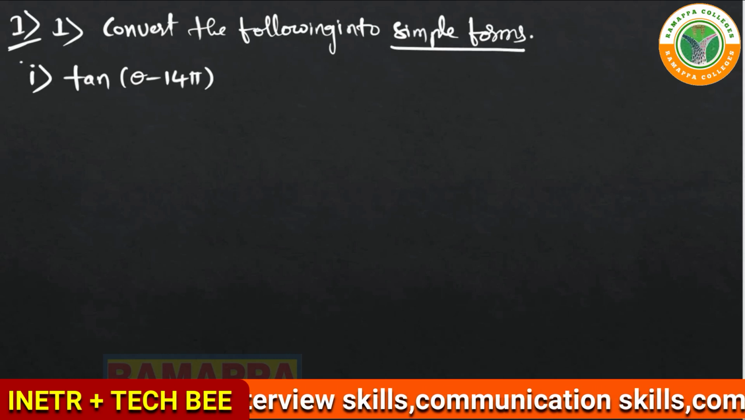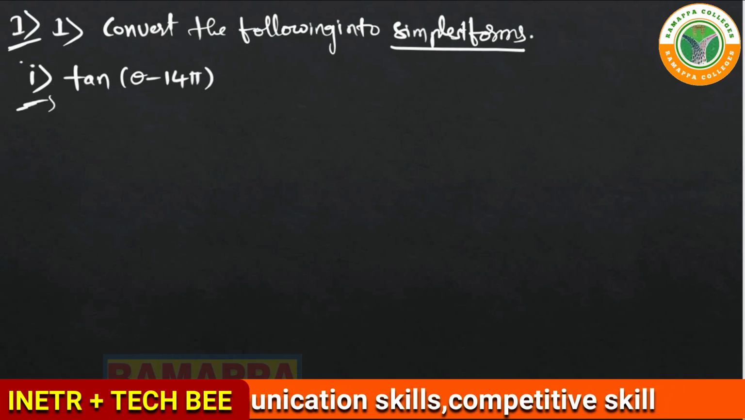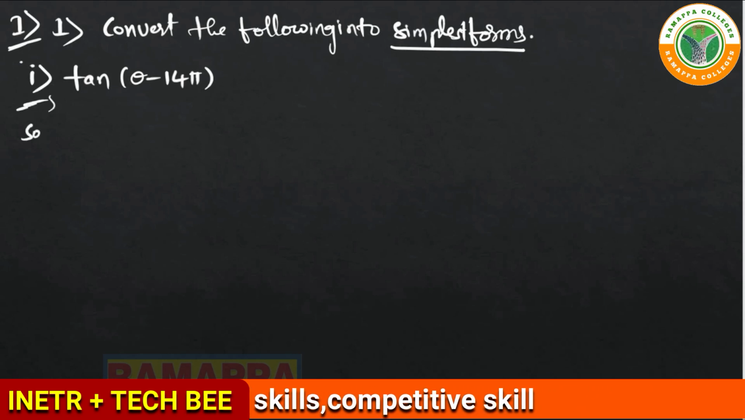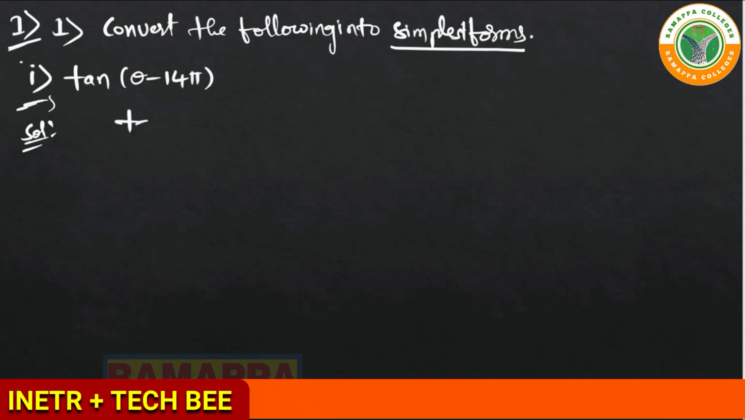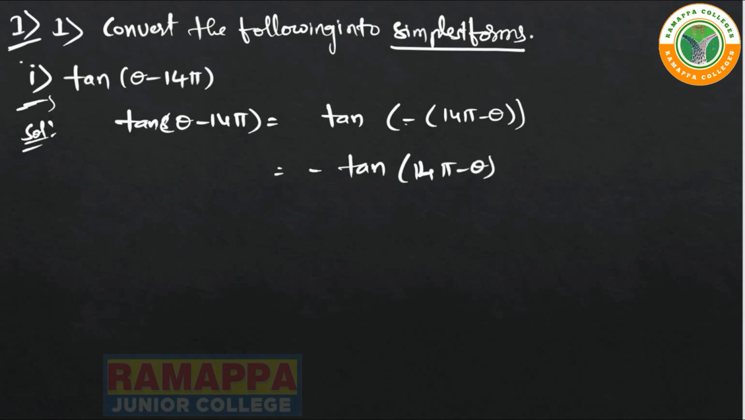Here the first question is given: tan of theta minus 14 pi. Solution. So he is asking us to convert it to the simplest form. So tan of theta minus 14 pi is equal to, I will write, tan of minus, I will take common, 14 pi minus theta. Okay, the minus will come out, it will become minus tan of 14 pi minus theta.